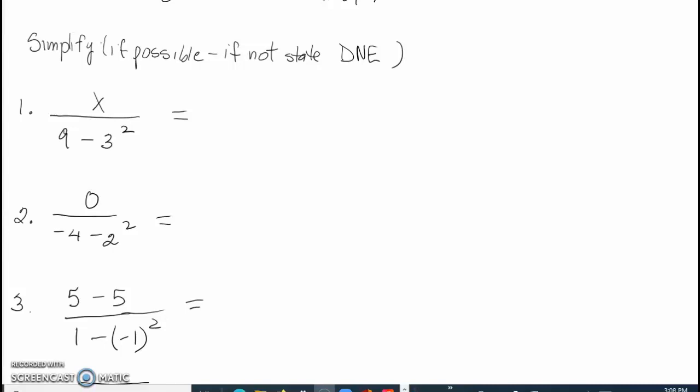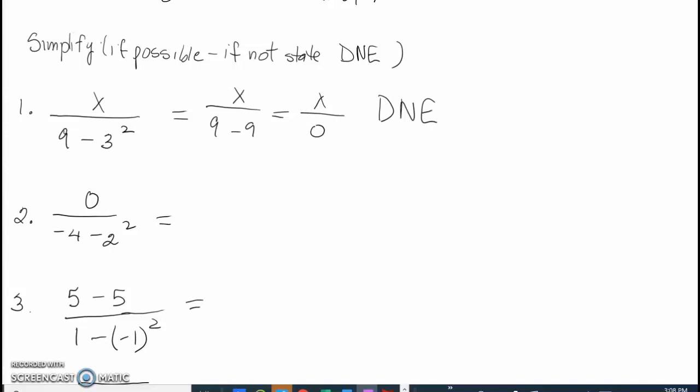Okay, number 1. Well, the x in the numerator is going to stay the same. And the bottom would be, by order of operations, 9 minus 9. And then we wind up with 9 minus 9, or 0. So again, division by 0 is undefined. So we'll say that the answer, or this fraction, does not exist in the real number system.